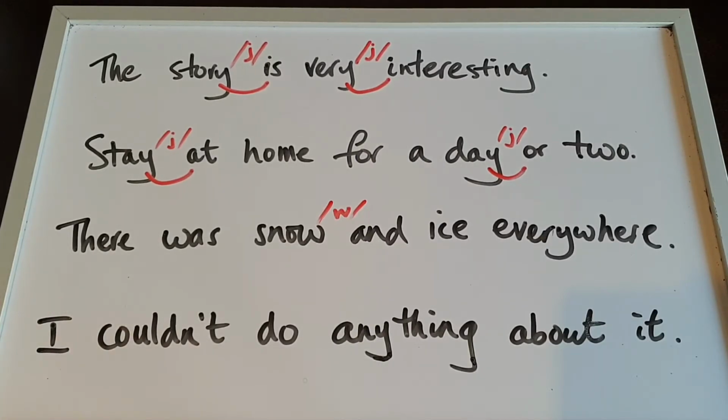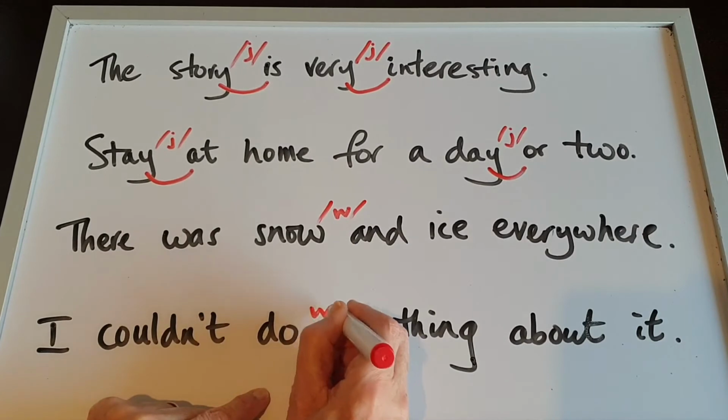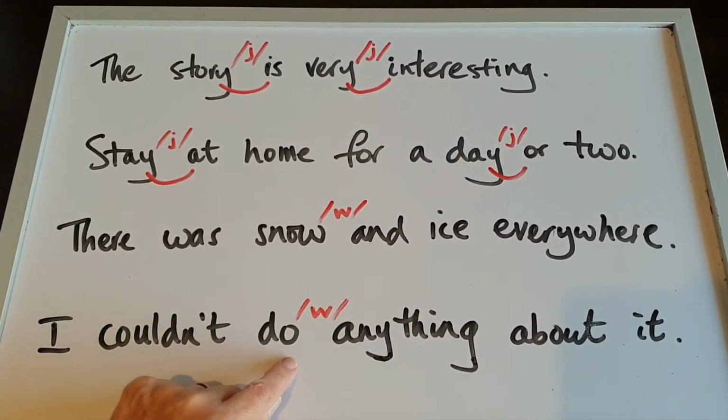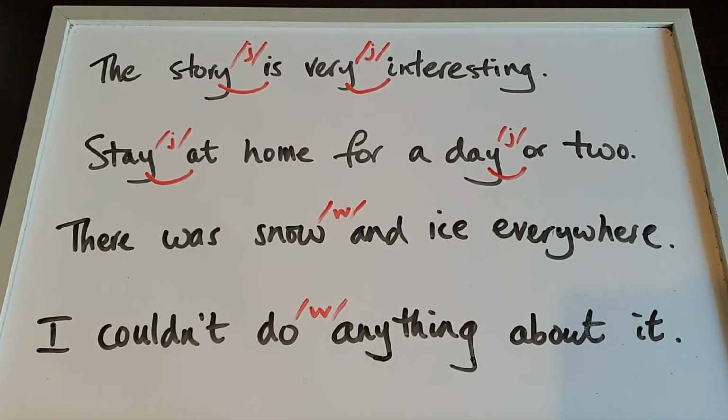I couldn't do anything about it. Two vowel sounds, here and here. Oo, eh. How can you join oo and eh together? Ooh, eh. Do anything. Again, a little W sound. I couldn't do anything about it. Do anything. I couldn't do anything about it.